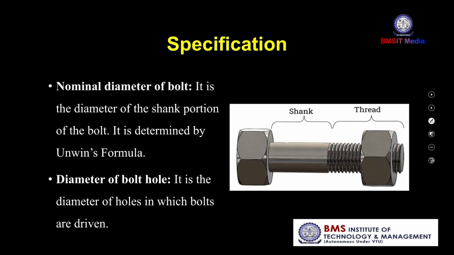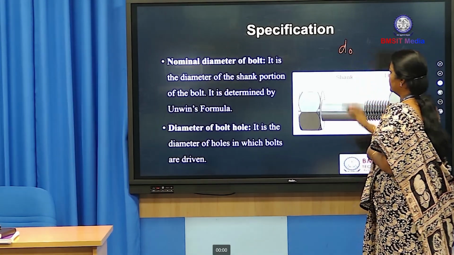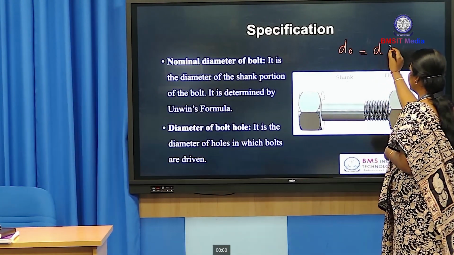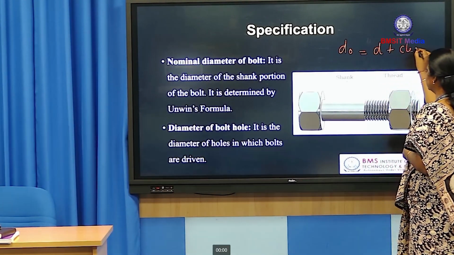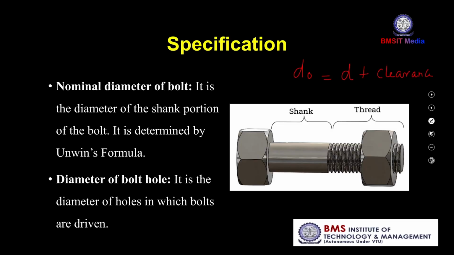Now, nominal diameter. What is the nominal diameter of the bolt? Always we have to take the shank diameter as the nominal diameter of the bolt. The diameter of the bolt hole is also very important. We can calculate d naught, the diameter of the bolt hole, as the nominal diameter plus some clearance. This clearance value is available in IS 800-2007.